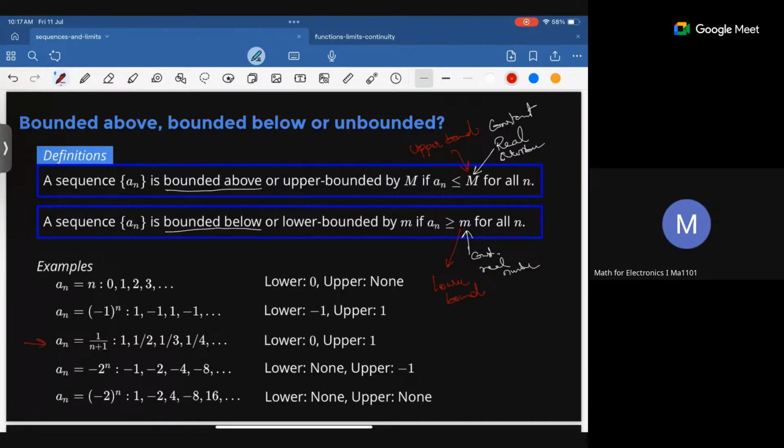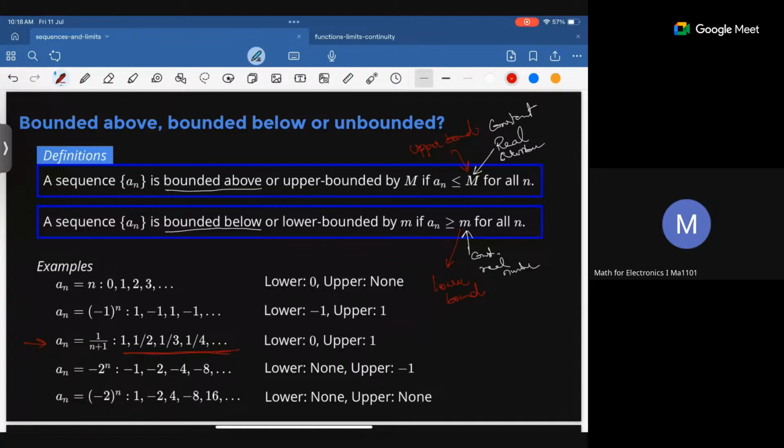If you see a_n = 1/(n+1), when you substitute n = 0, it will give you 1. When you substitute n = 1, it will give you 1/2, then 1/3, 1/4, and so on. So now we can see here that as I progress, it will just become closer and closer to 0.